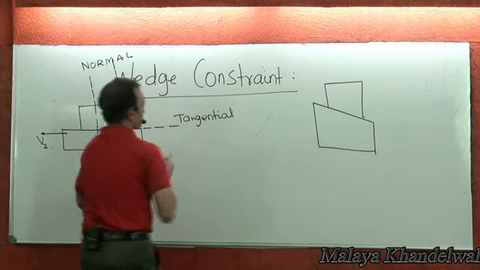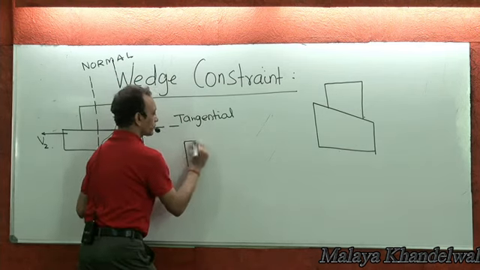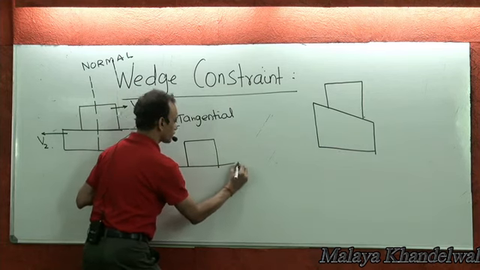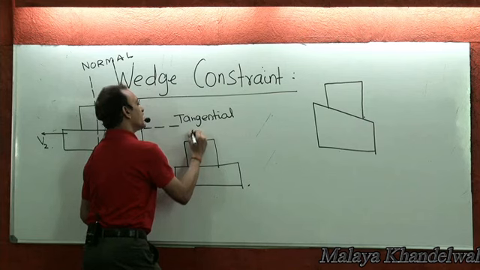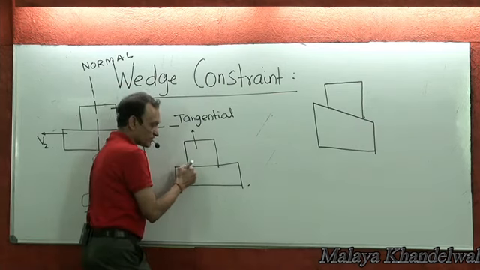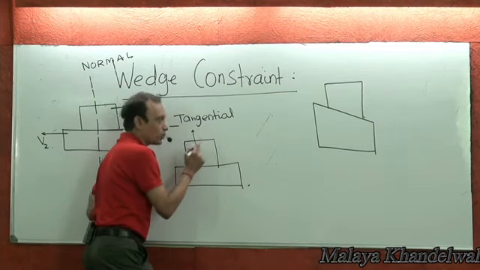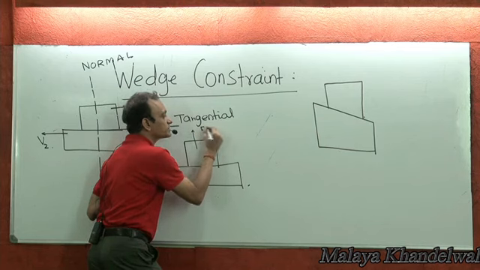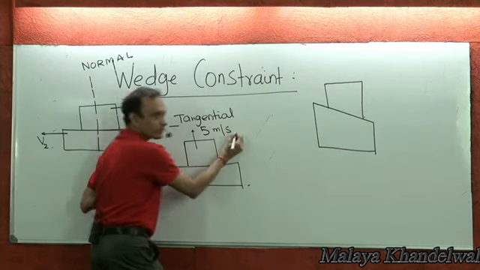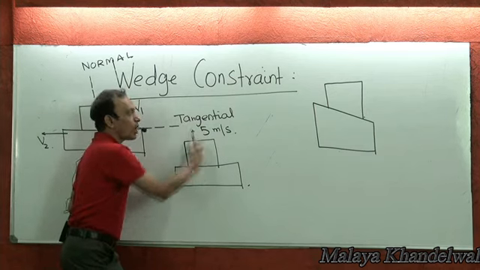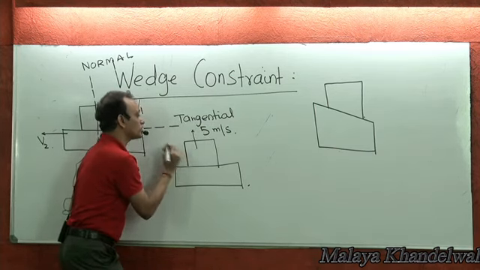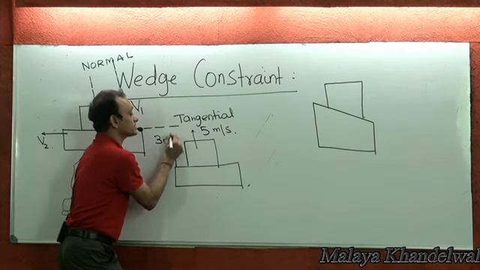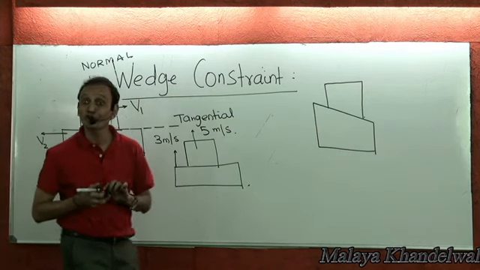But suppose this surface connected with this body had a velocity 5 meters per second like this in the common normal direction, and this surface in the common normal direction had a velocity 3 meters per second. Will there be loss of contact?